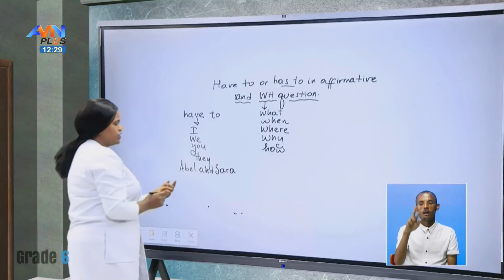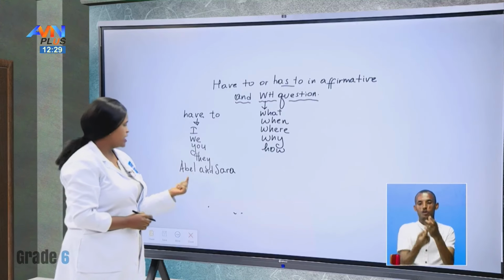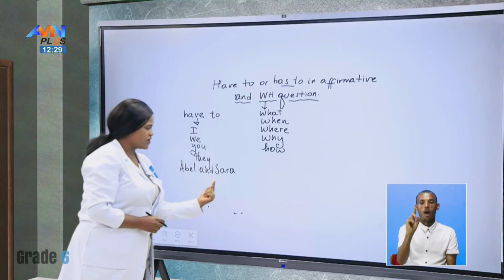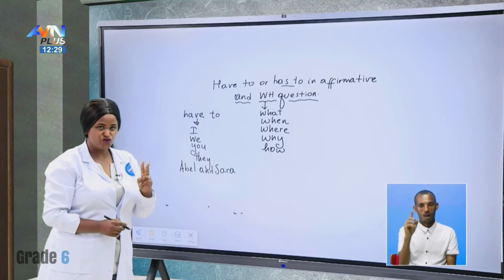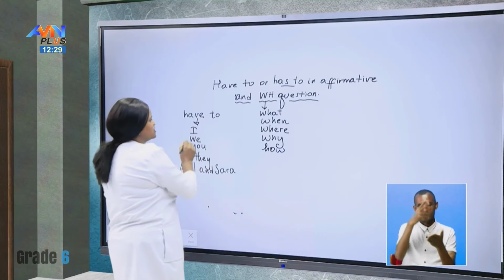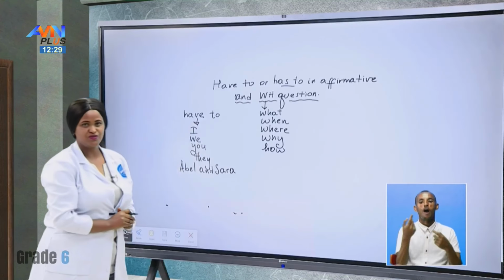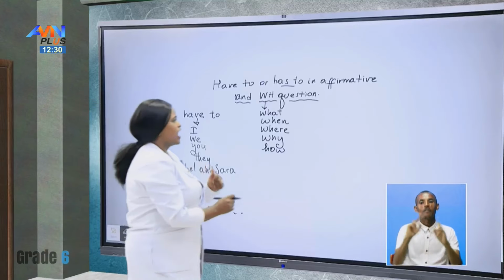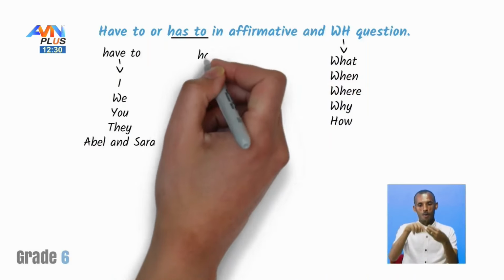How many individuals do I have here? Abel is one and Sarah is another. Yes? We have two students. So that means it's plural. In such case, we use what? We use have to. Right? Very good. How about has to?